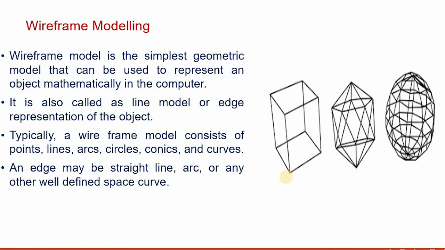The wireframe model is basically the simplest geometrical model that can be used to represent the object mathematically in the system. It can represent the outline of the object in the system. It is also called a line model or edge representation model of the object or images. Typically, the wireframe model consists of various primitives such as points, lines, arcs, circles, conics and curves. The edge may be a straight line, arc or any other well-defined space curve.